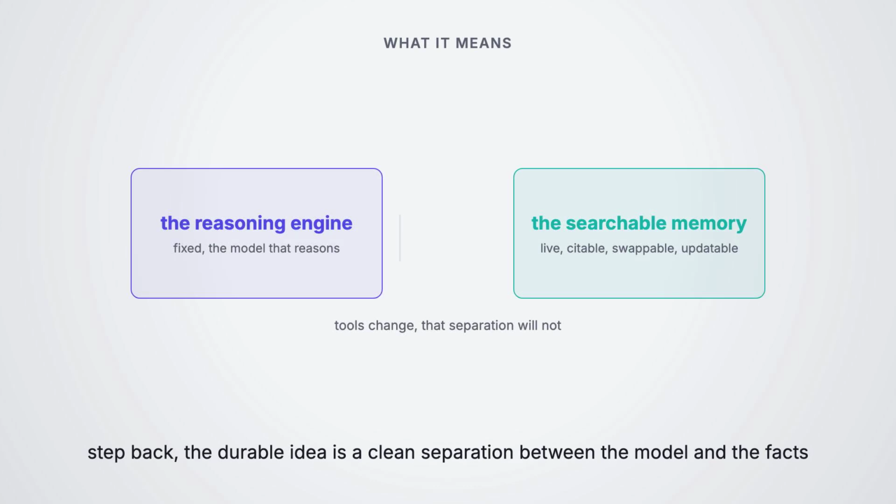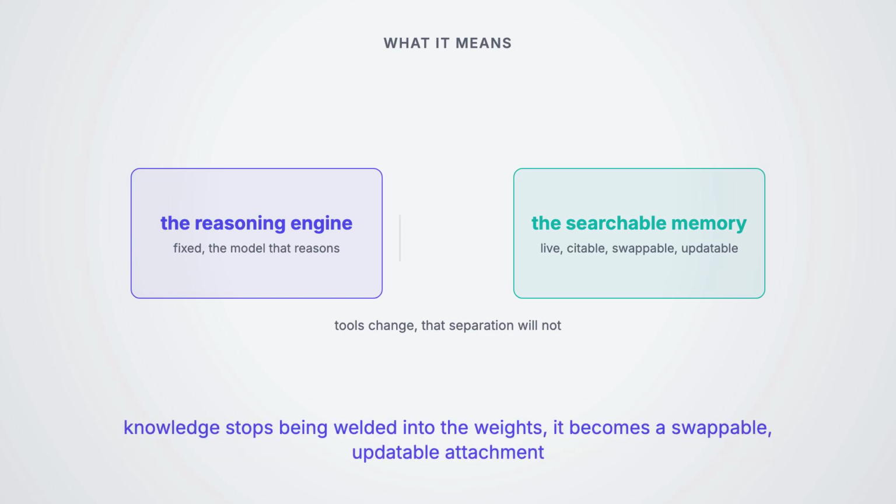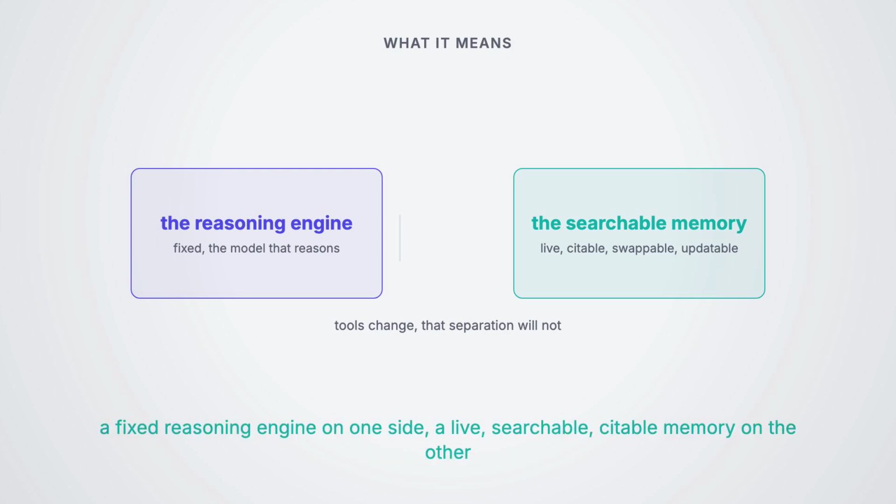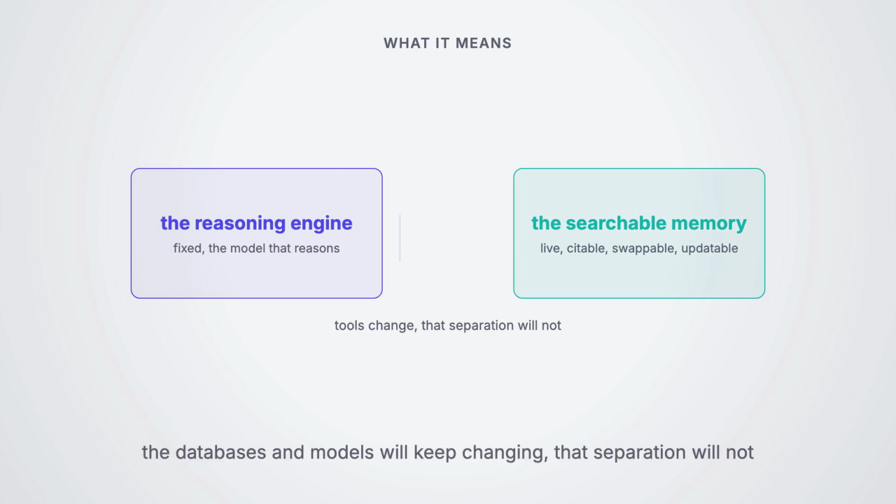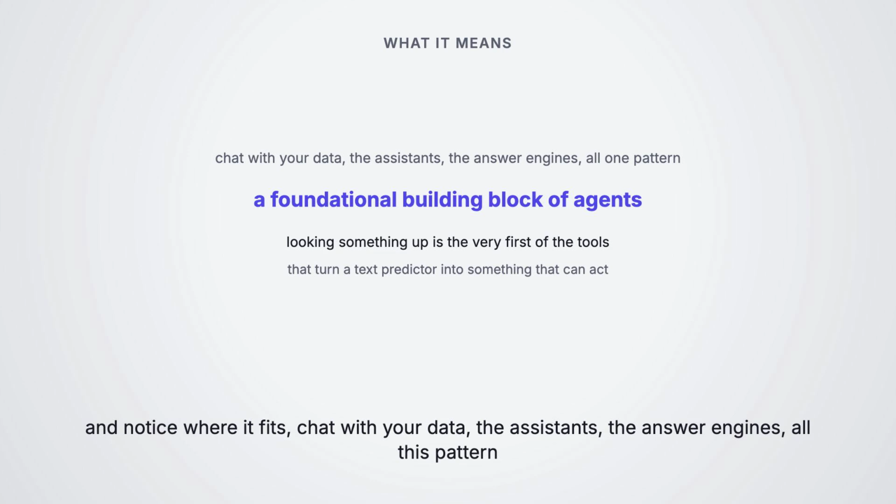So step back. The durable idea underneath all of this is a clean separation. RAG draws a line between the model that reasons and the facts it reasons over. Knowledge stops being welded into the weights and becomes a swappable, updatable, attributable attachment. A fixed reasoning engine on one side, a live, searchable, citable memory on the other. The specific databases and embedding models will keep changing. That separation will not.